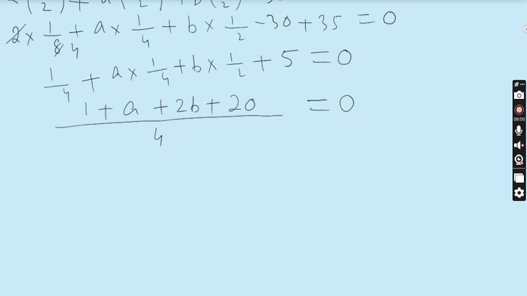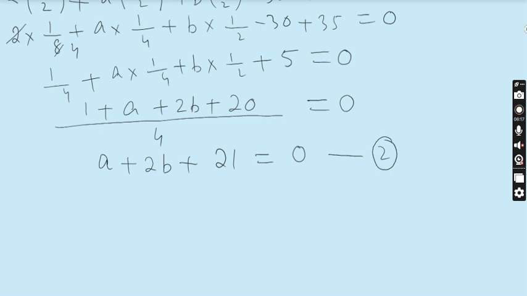So a plus 2b, 20 plus 1 is 21, and 4 multiplied by 0 is 0. This is equation number 2.